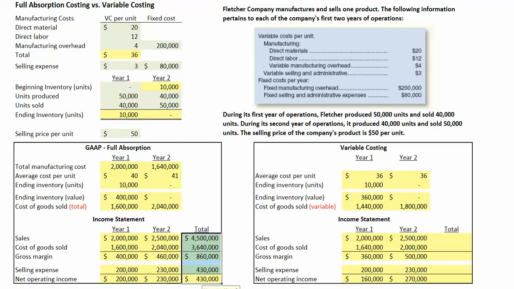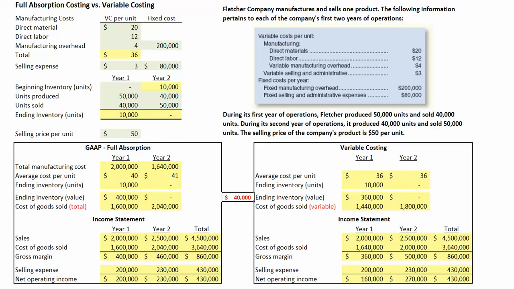Year 1, our 2-year total net operating income under GAAP is $430,000, and it is the same under variable costing. And notice the individual components, cost of goods sold, as well as our gross margin are the same for the combined 2-year period. This is because over the 2-year period we produced an identical number of units and sold an identical number of units under both GAAP and full absorption costing. The difference is in the timing of when our costs flow to the income statement.